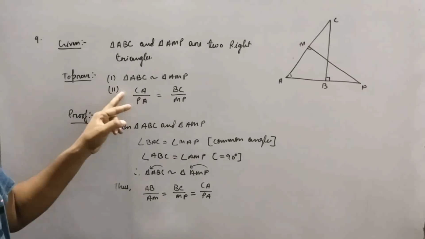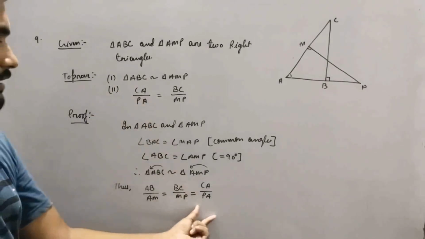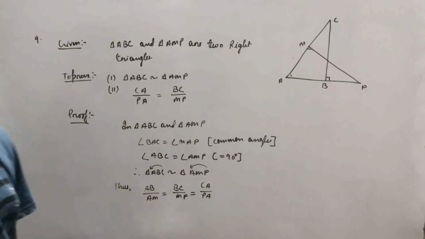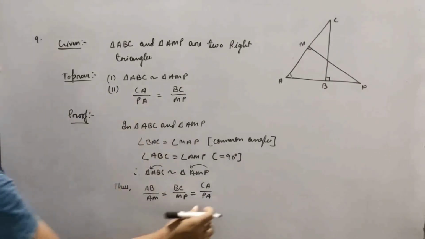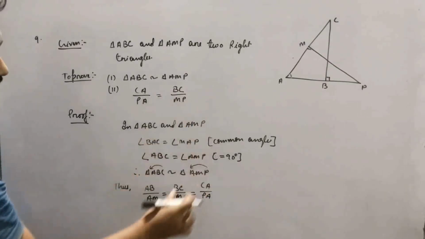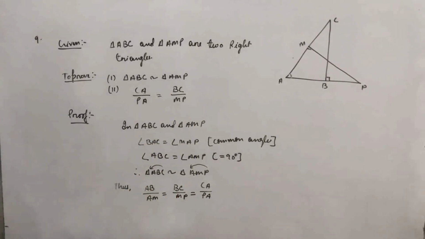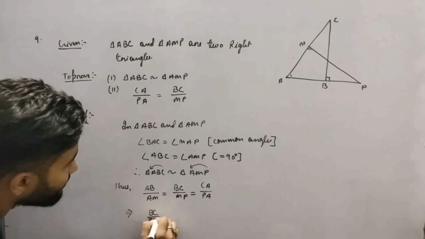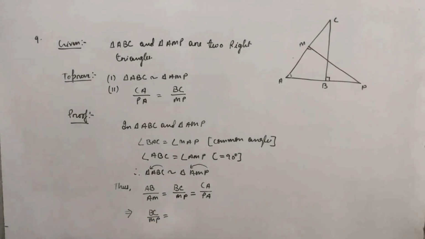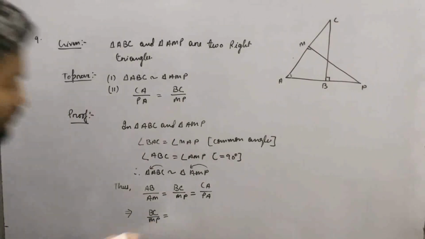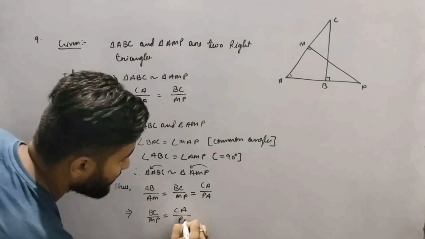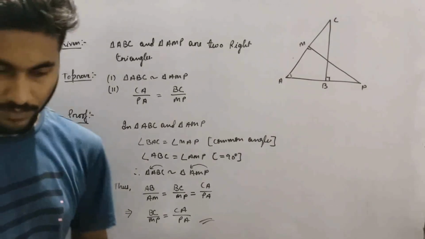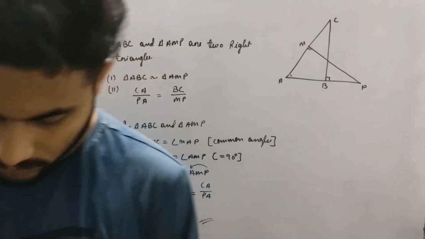Okay? Because in the question it is CA, so you can just look here and you can write CA by PA. If in the question it is AC by AP, then you take AC by AP. Okay? So which two we need? CA by PA, this one I need. And which one? BC by MP. So I need these two. So I can say one more line, which implies BC by MP will be equal to CA by PA, and this is your proof. Okay, this is proof number 1, this is proof number 2. So very simple proof, very simple way to show the two triangles are similar.